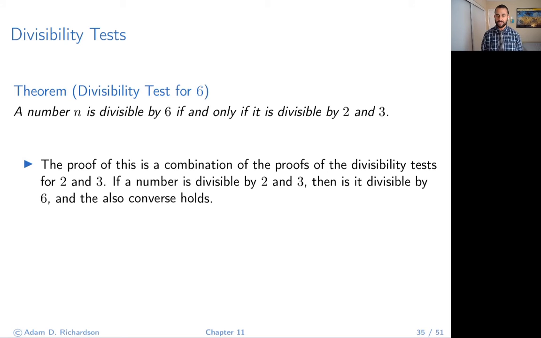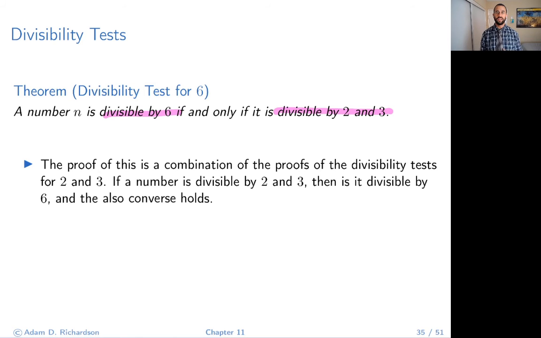Okay, so the divisibility test for 6. A number n is divisible by 6 if and only if it's divisible by 2 and 3. And that's exactly what we were talking about earlier in the lecture, because I was saying that number was divisible by 6 because it was divisible by both 2 and 3, because 2 and 3 appear in the prime factorization. The proof of this is a combination of the divisibility tests for 2 and 3.